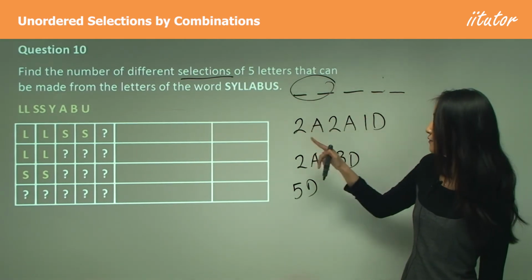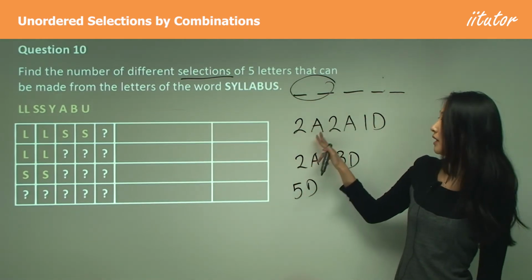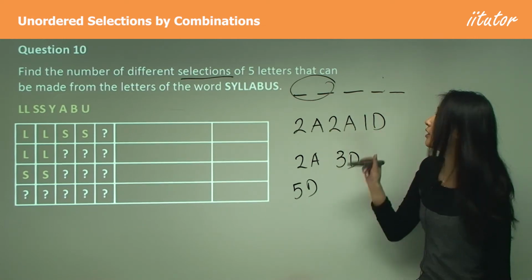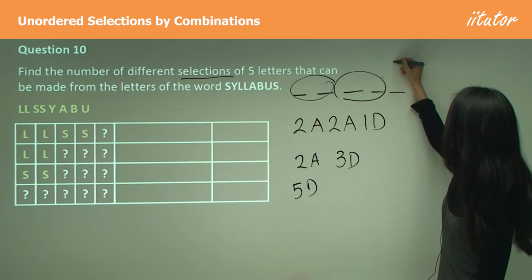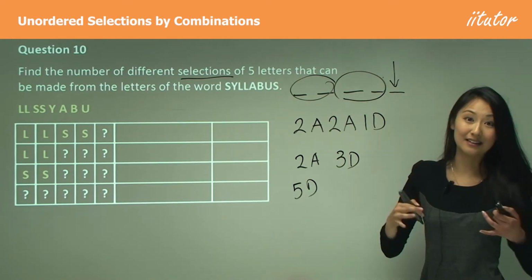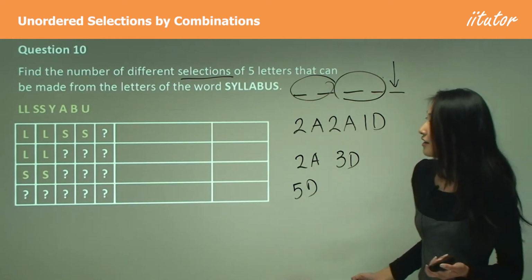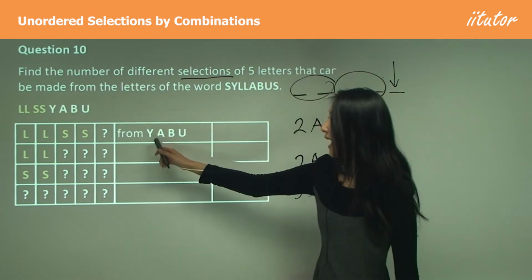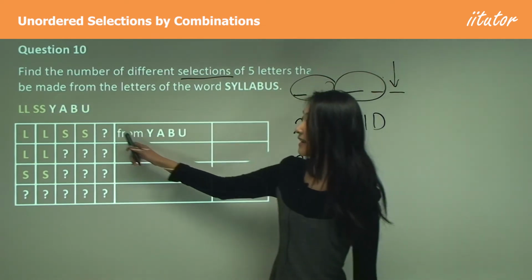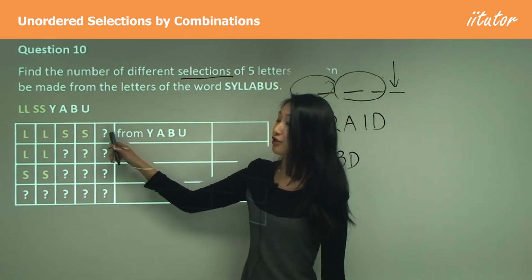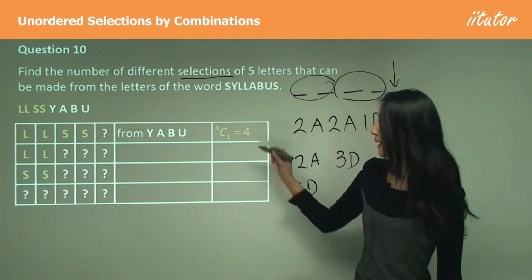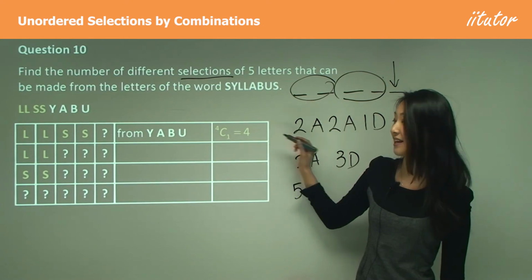Let's consider this first option, where there's 2 alike, and 2 alike, and 1 different. So if these are all alike, can you see how only what goes in here is going to make it any different? So only if we choose Y, A, B, or U is there going to be a difference there. So out of those 4, I can only choose 1. So that's why it's 4C1, which equals 4.